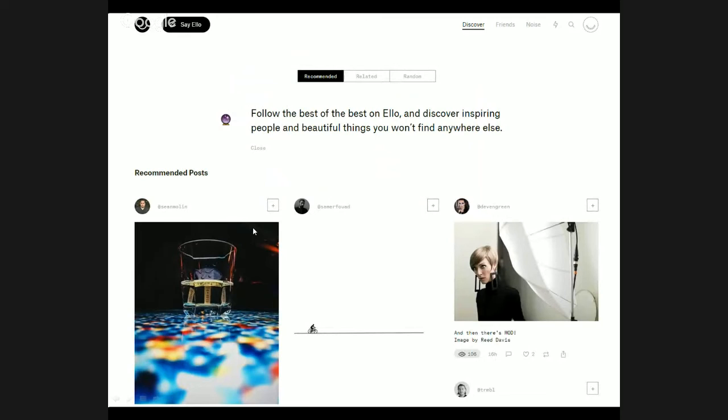About just over a year ago, this network came about called Hello. I don't know if you've ever used it, and the whole idea about Hello, and it got a lot of publicity at the time, was that Hello said, we are not going to take any adverts, we're not going to do anything naughty with your data, we're not going to sell your data.